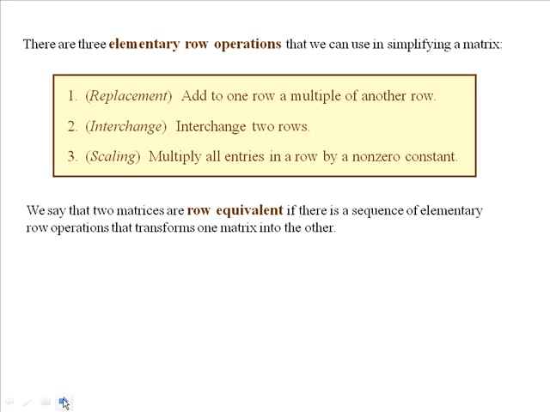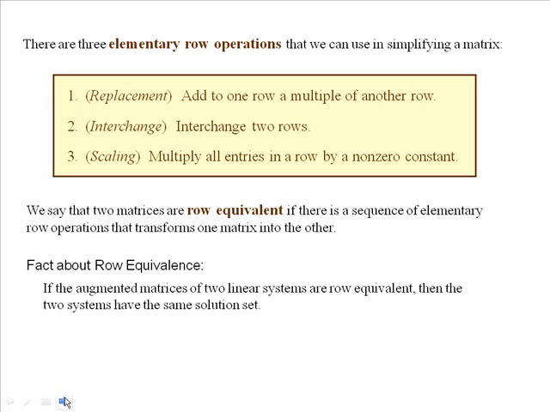We say that 2 matrices are row equivalent if there is a sequence of elementary row operations that transforms one matrix into the other. One fact about this row equivalence: if the augmented matrices of 2 linear systems are row equivalent, then the 2 systems have the same solution set.